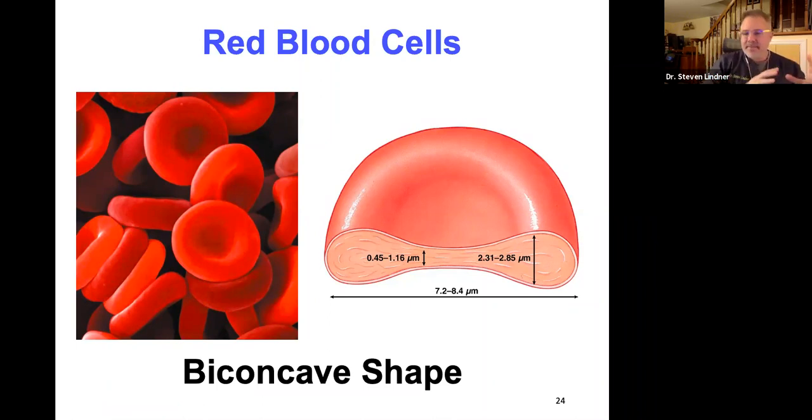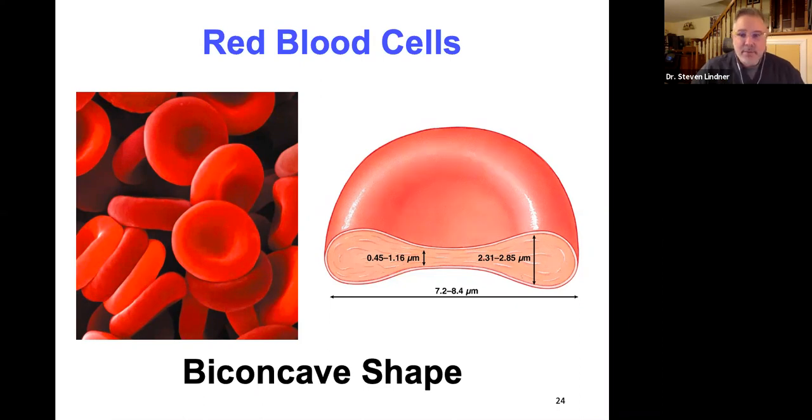Because if you think back to the cell that we did before and all the organelles in a previous lecture, you can see that the nucleus is a large organelle. It occupies a lot of space within the cell. We don't want the red blood cell to have little space because the nucleus is occupying it.